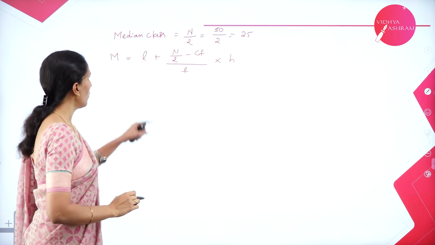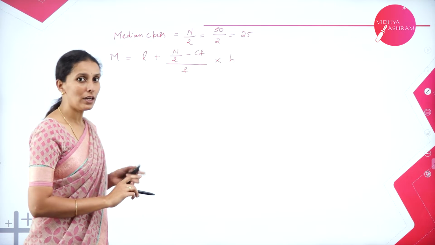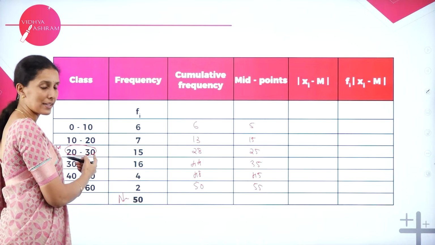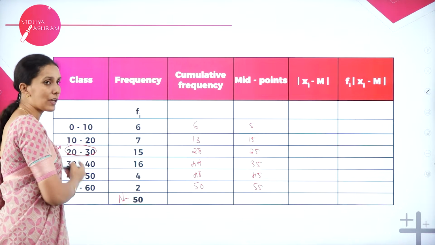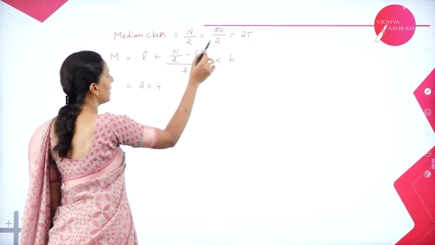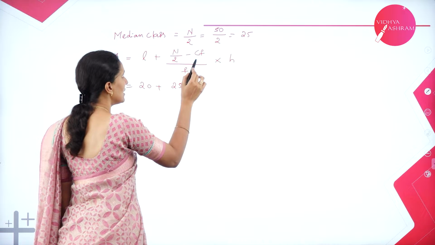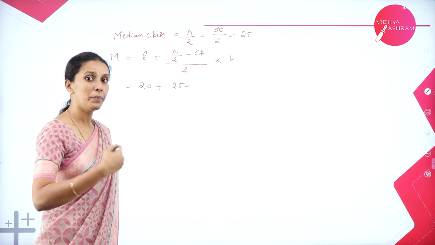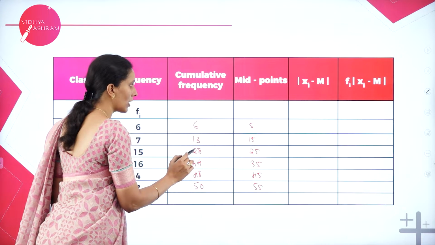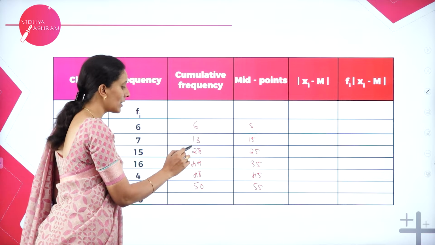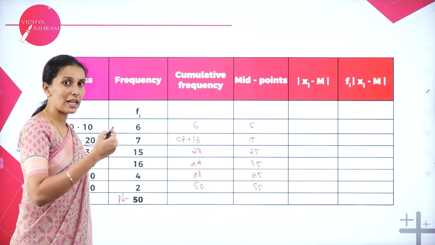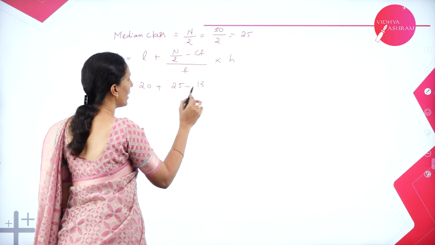This is the formula where L is the lower limit of the class interval. Here we have got the median class, which we take as the class interval. The lower limit of the class interval is 20, so in the place of L we write 20. N by 2 we have got as 25. CF is the cumulative frequency of the previous class. According to this table, if this is the median class, the cumulative frequency is 28, but you are taking the cumulative frequency of the previous class. So we take the cumulative frequency as 13, and here you write 13.